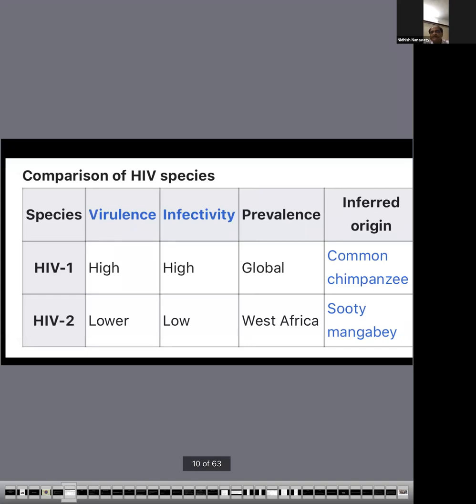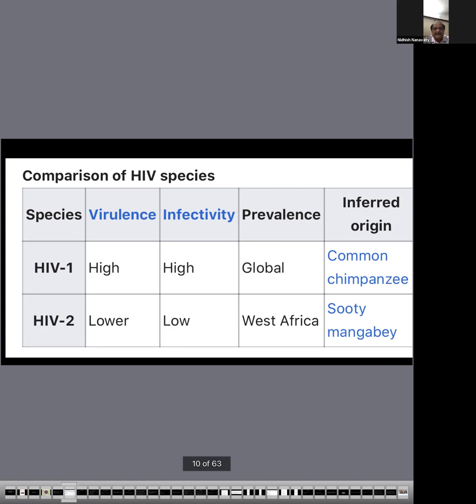Now, there are 2 types of HIV species, HIV1 and HIV2, and the main difference between them is the accessory gene in HIV2. And that leads to low virulence and low infectivity of HIV2. HIV2 infection mother to child transmission, and at the same time in children is very low. The incidence is very low. Initially, it was prevalent in West Africa, but now it is found in European countries and Southern Asian countries also.